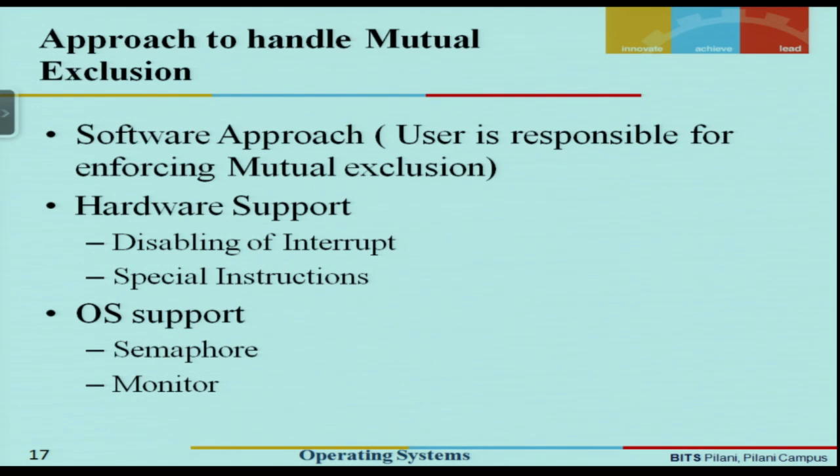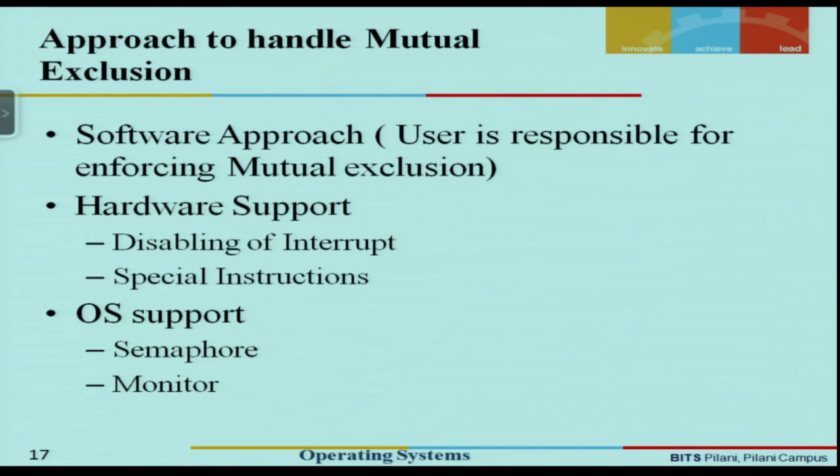Then the other approach is hardware support, where some kind of hardware support can be provided for the purpose of achieving mutual exclusion. In that, we would also discuss two approaches: one is disabling of interrupts, and the other is based on the provisioning of certain special instructions supported by the processors.